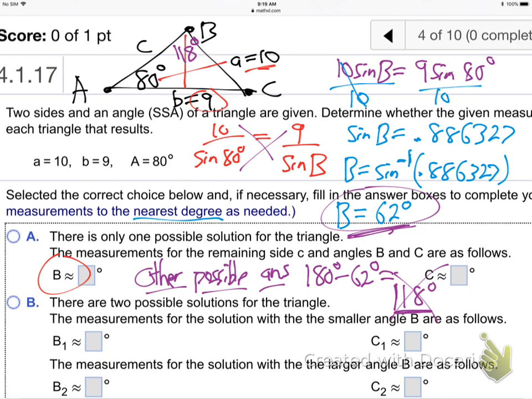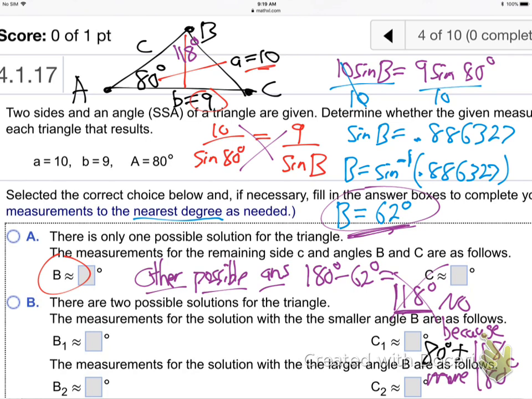Whenever you do sine inverse and you get an answer, there's actually two possible angles, and the other one may or may not be valid within the triangle. So you get the first angle, the other is 180 minus that. You put it in the triangle, and if the total is less than 180, it's okay. If the total is 180 or more, no, because the 80 we already have plus this 118 is more than 180.